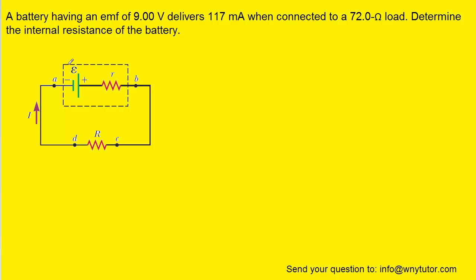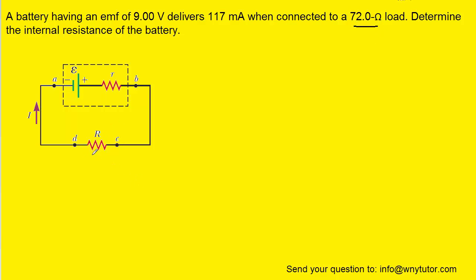So the battery would be indicated by this dotted rectangle here, and we can see that it's composed of two parts. We have a source of EMF, or voltage if you will, and then we have this internal resistance right here. In addition, we also have a resistor that has been hooked up to the battery in the form of a very simple circuit. And we were told that that resistance was equal to 72 ohms.